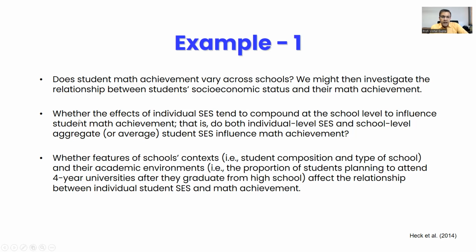Okay. And then we want to say whether the effect of individual socioeconomic status tends to compound at the school level to influence student math achievement. That is, do both individual level socioeconomic status and school level or aggregate socioeconomic status influence math achievement? And whether features of school context, student composition and type of school, and their academic environments, proportion of students planning to attend four-year universities after they graduate from high school, affect the relationship between individual student SES and math achievement. Now let me share my whiteboard and show you what we are actually talking about here.